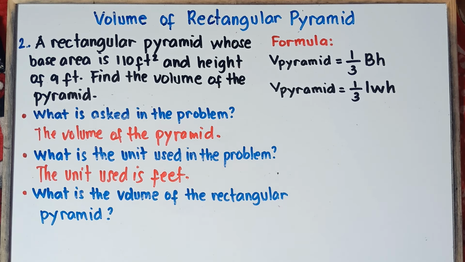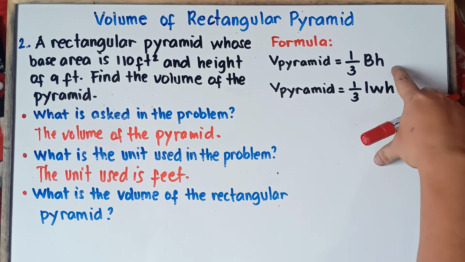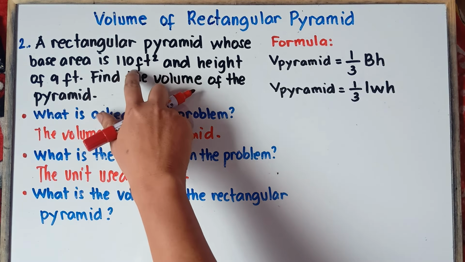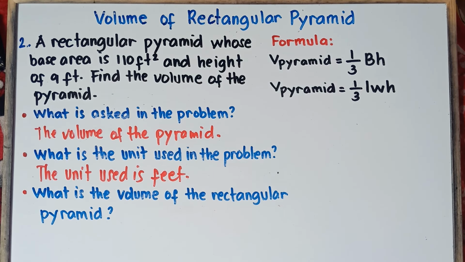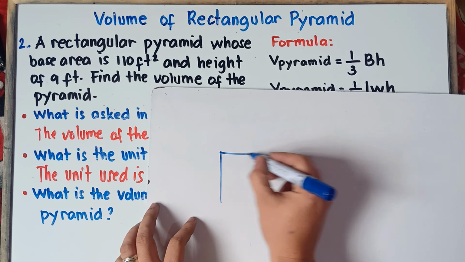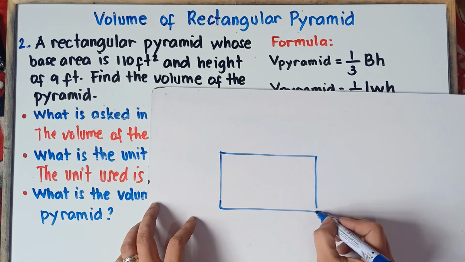Alright, and then the third question, what is the volume of the rectangular pyramid? So to find the volume, class, we'll be using the first formula because we have given area of the base, that would be 110 square feet. So we can illustrate this one, class. Once again, you need to have your illustration for you to be guided. So you can illustrate this one if we have the given rectangular pyramid.